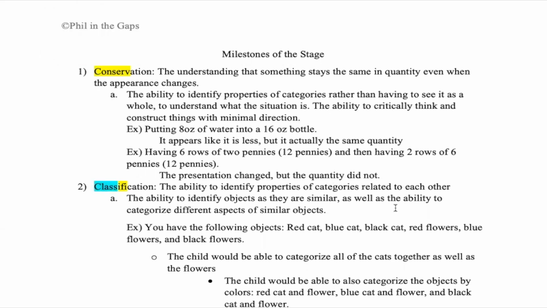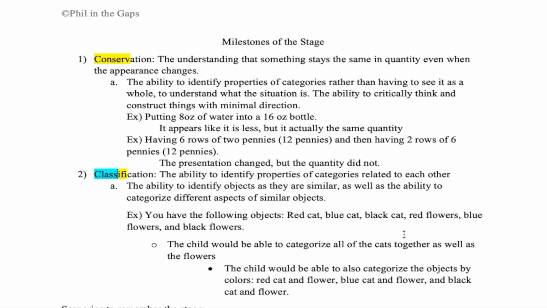Stated in a different way, it's the ability to identify properties of categories related to each other. So it's the ability to identify objects as they are similar, as well as the ability to categorize different aspects of similar objects. So for example, you have the following objects. You have a red cat, black cat, red flowers, blue flowers, and black flowers. If you notice, there are categories based on color as well as the objects that exist. So the child that has classification would be able to categorize the objects based on colors. So red cat, red flower, blue flower, black cat, and black flower.